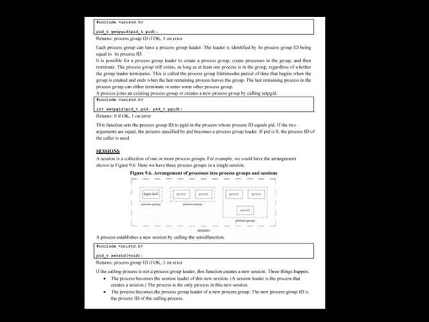A process joins an existing process group or creates a new process group by calling setpgid. See the syntax here. Returns 0 if OK, -1 on error. This function sets the process group ID to pgid in the process whose process ID equals pid. If the two arguments are equal, the process specified by pid becomes a process group leader. If pid is 0, the process ID of the caller is used.